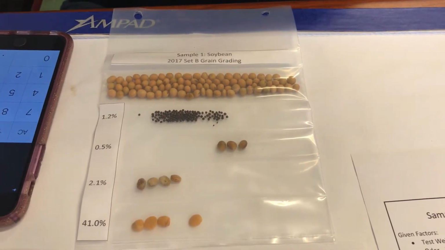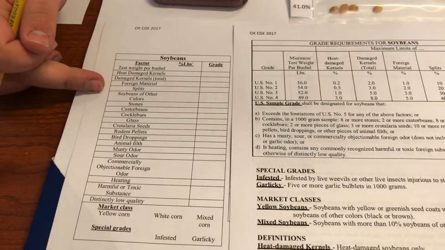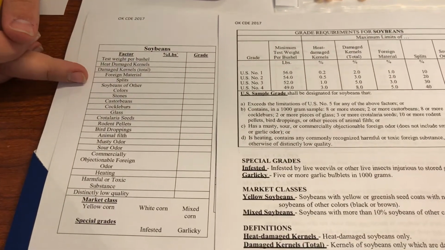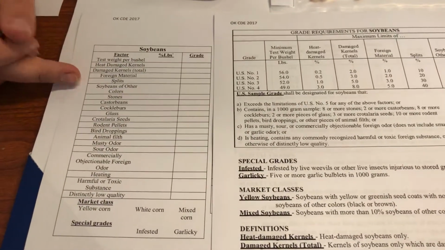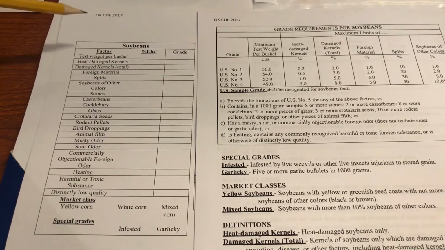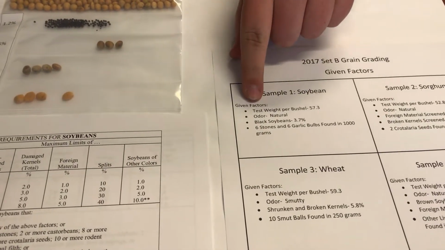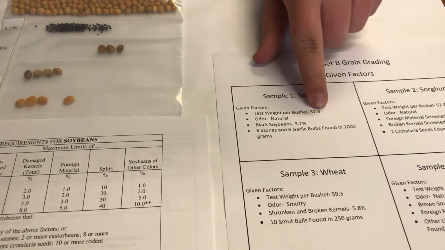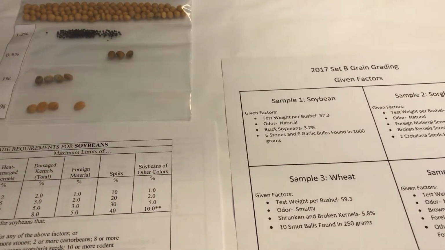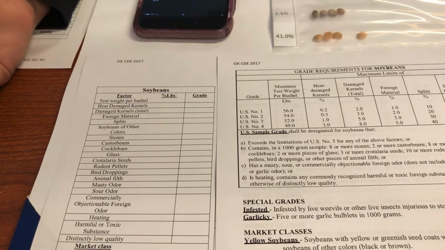So as we begin, everyone starts off with these papers. There are worksheets that guide you through how to do each sample. What we want to start with is our test weight per bushel. We immediately go to our given factors sheet, and on our given factors, our test weight per bushel for sample 1 soybean is 57.3 pounds. So you'll write that in the percent/pounds area right here by test weight per bushel.